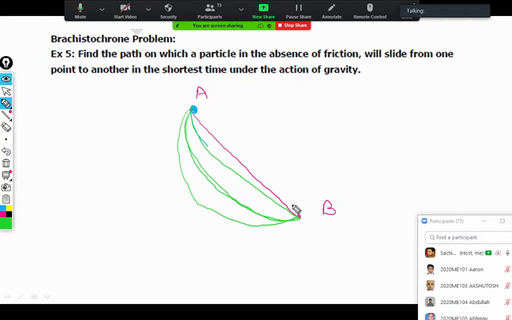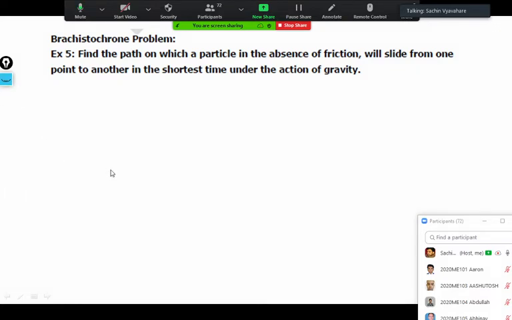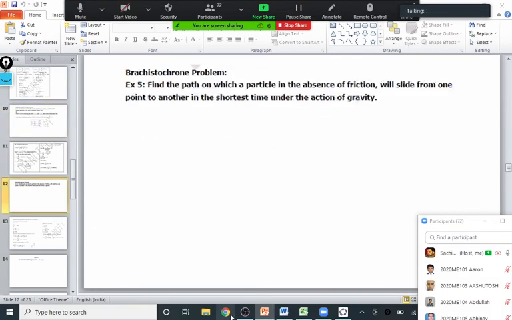So that curve is a cycloid. I have already uploaded it. I will show you a small clip of the video, just 1 minute, because this is one of the interesting problems.